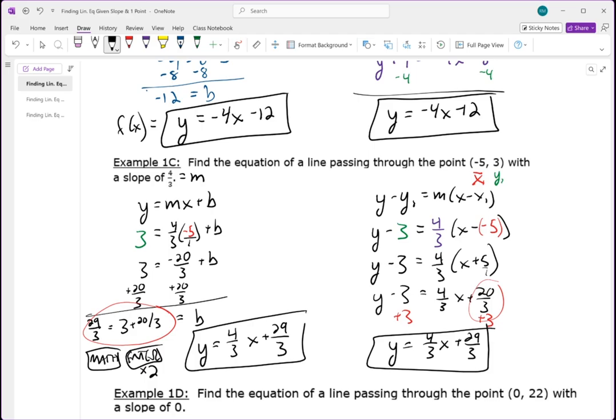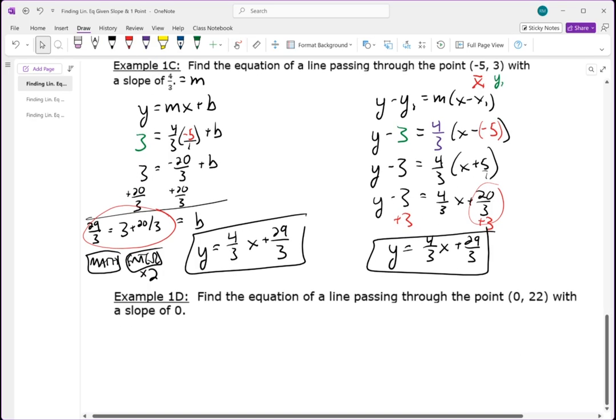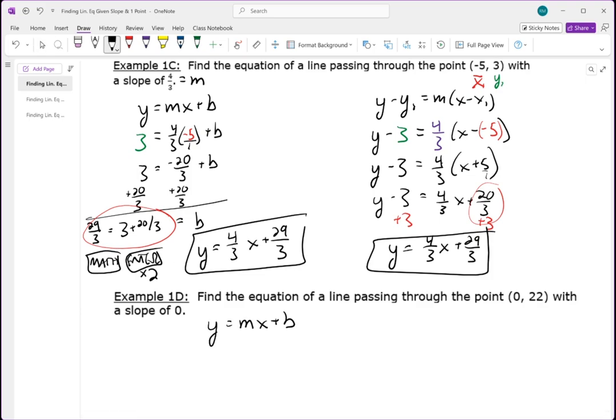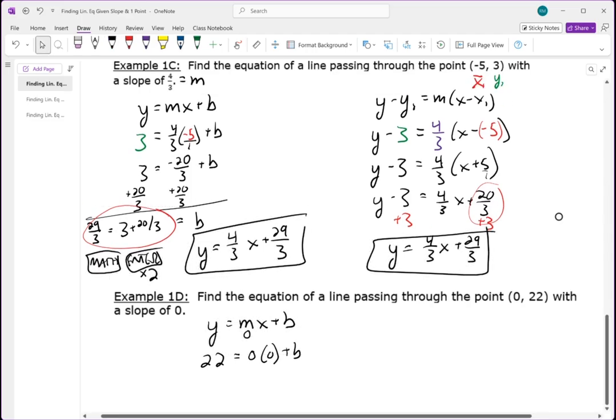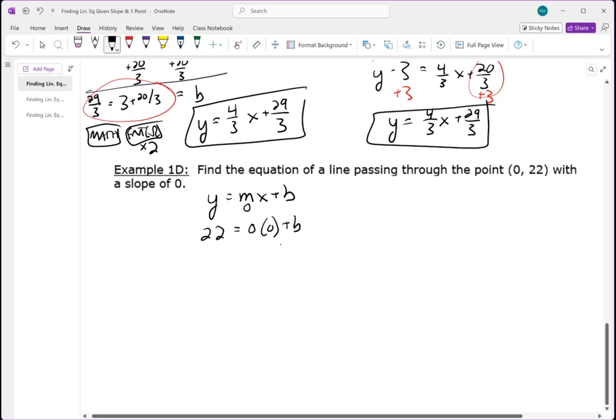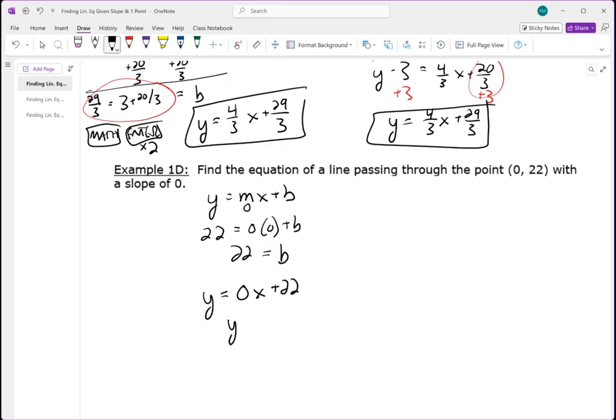The last problem we have here is a little bit different because the slope is 0. So if I go ahead and plug that into my formula, when I plug in 0 here, I'm going to plug in 22 over here, 0 and 0 here plus b. My b value is going to be 22, but my m value is 0. So really, I just end up with an equation y equals 22.